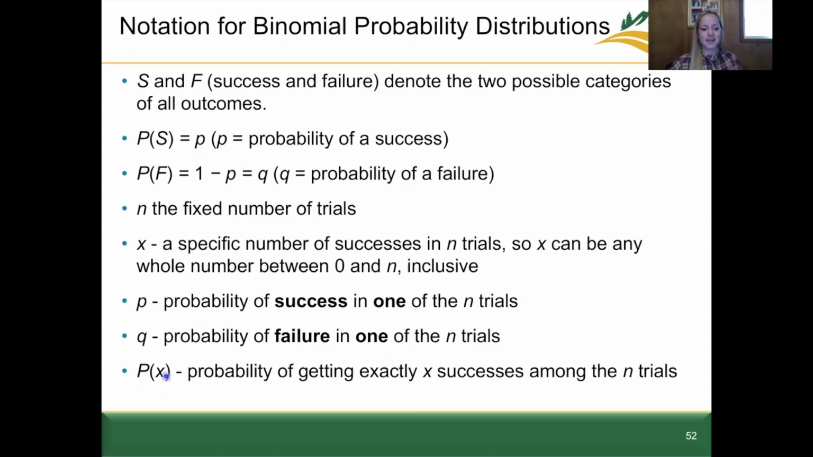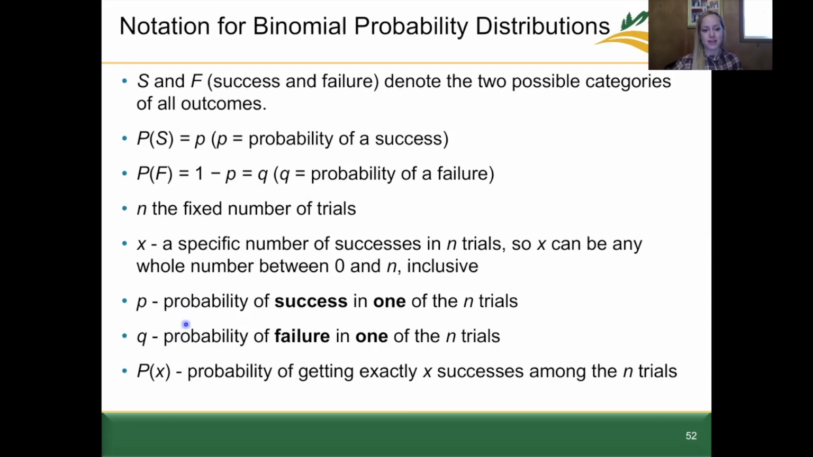So the probability then of x, where x is a specific number of successes in n number of trials. So it's the total number of successes in n number of trials. Then we have the probability of x is the probability of getting exactly x number of successes among the n number of trials. Okay, so lowercase p is about success of one trial. Lowercase q is the probability of failure of just one trial. Then the probability of x is the probability of getting exactly x number of successes amongst all the trials.